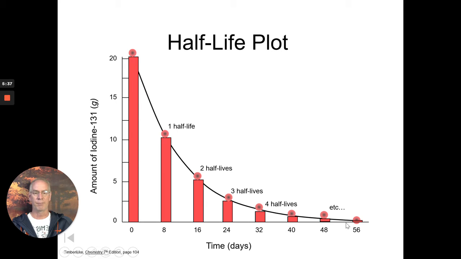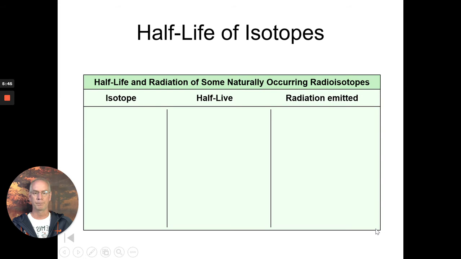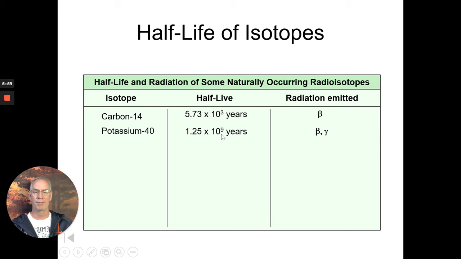This is how half-life works. There's nothing we can do to speed it up or slow it down. It's an inherent property of that particular isotope. Now, some isotopes are pretty stable, others are not. Carbon-14 has a half-life of about 5,700 years. Potassium-40's half-life is in the billions of years, so we'd say it's pretty darn stable.